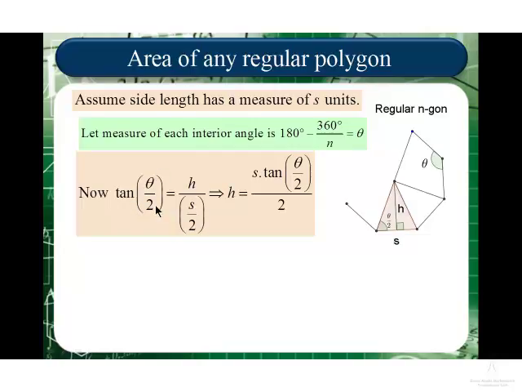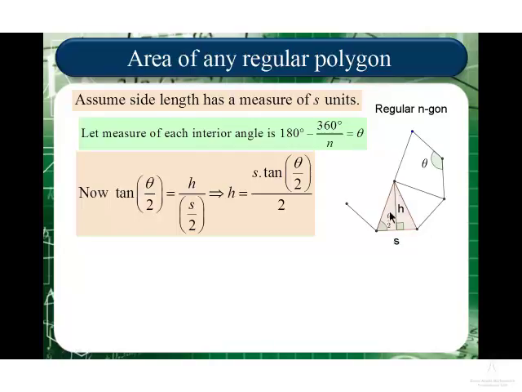And this, if you rearrange, just check this, make h the subject of the formula. We have a little formula here: s times, that is the side length, s times tan of theta over 2, everything divided by 2. Now, if we have this, we can find the area of each one of these little triangles. The n triangles will make up the area for the regular polygon.